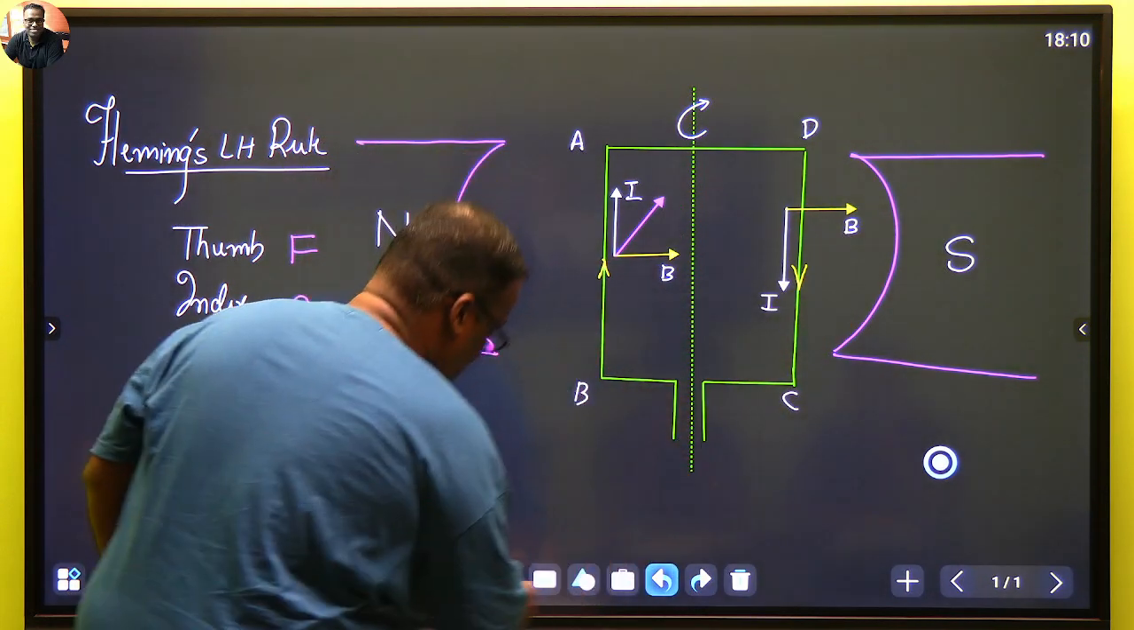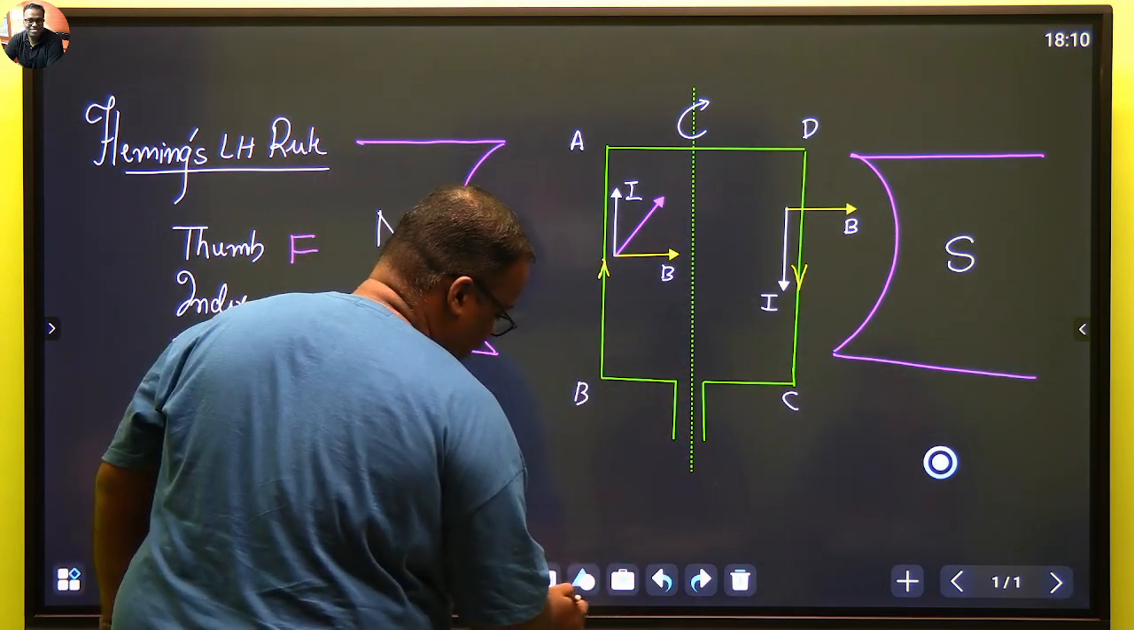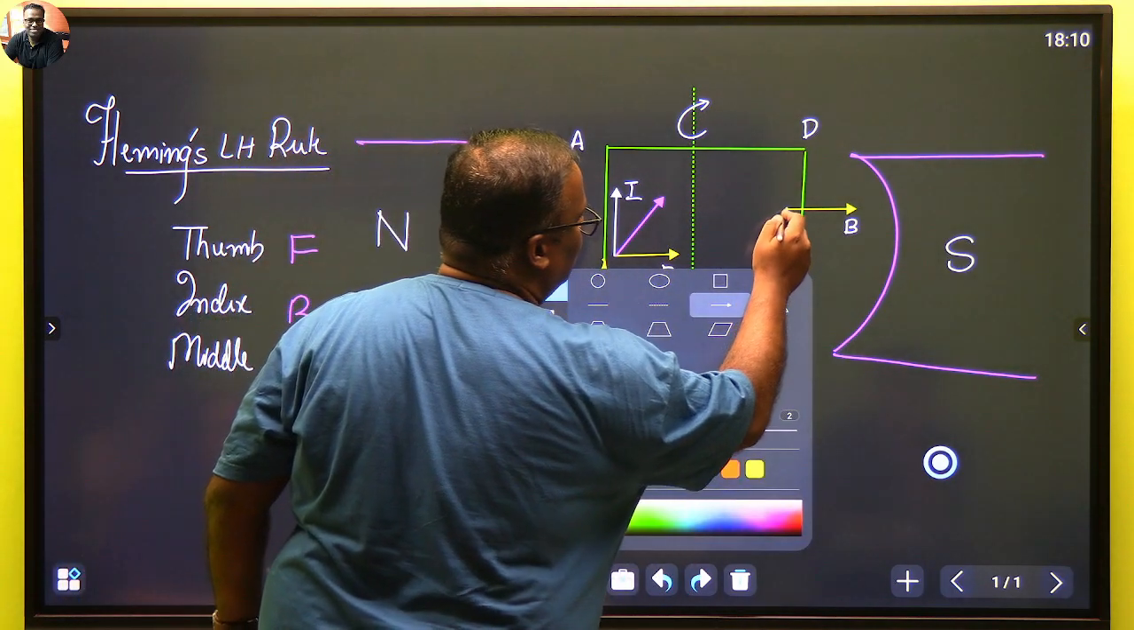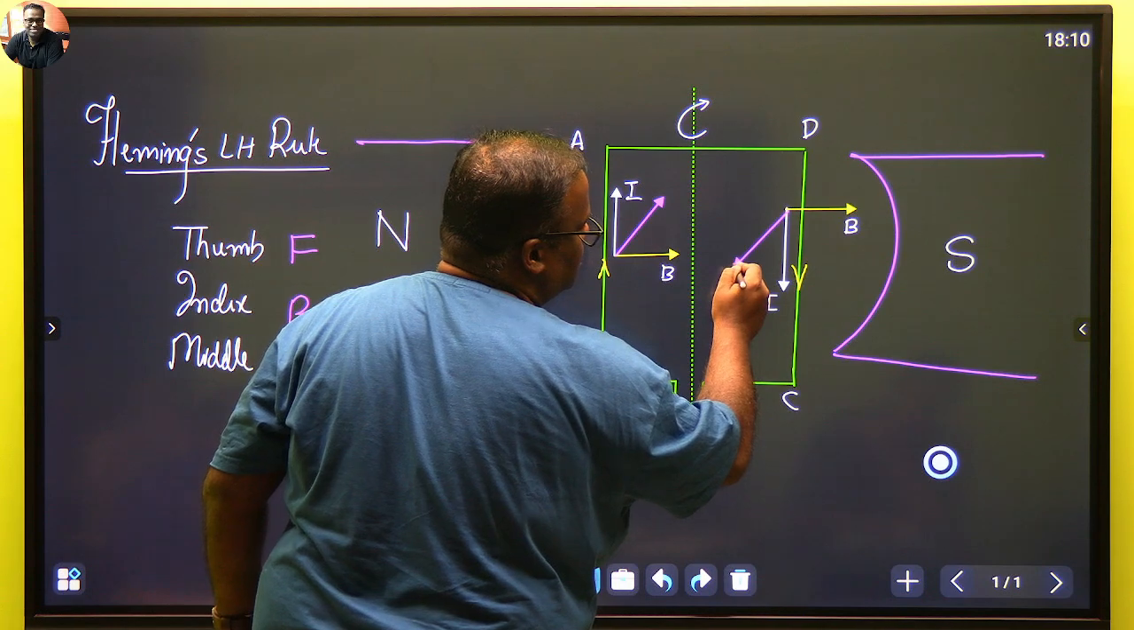So shall we give the direction of the force? The force is now on this side.